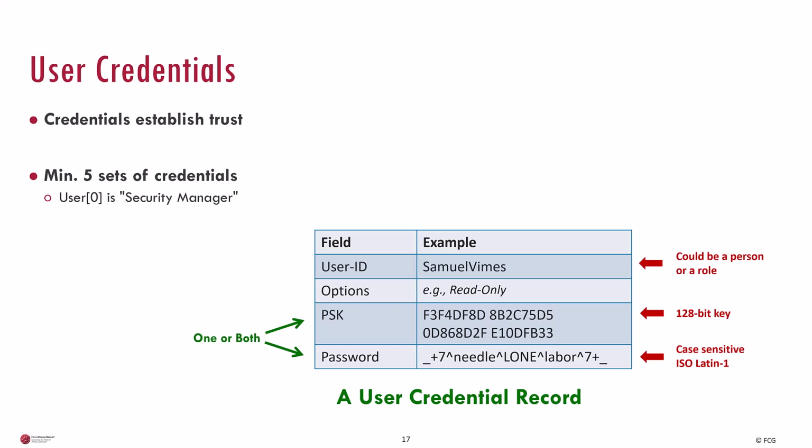HART-IP provides a minimum of 5 sets of user credentials. It consists of a user ID, options, and then the pre-shared key or the password. You can have one or both of those. The user ID can be a person or it can be a role. Pre-shared keys are 128 bits long. The password is case sensitive and uses the ISO Latin 1 character set.